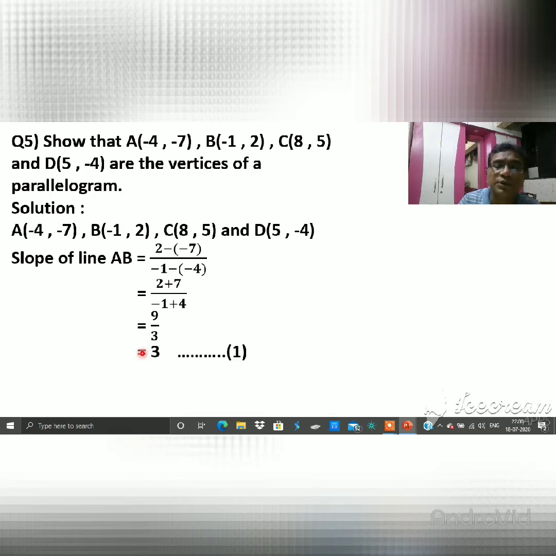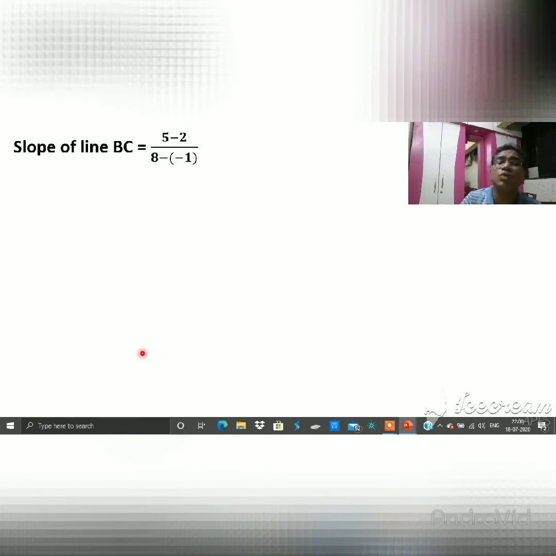So slope of AB is equal to 3. Okay, this is how you get the slope of AB. Then you find the slope of BC. I have already explained this. It is y2 minus y1 over x2 minus x1. This is the formula of slope. So y2 is 5 minus y1 is 2, divided by x2 is 8 minus x1 is minus 1.